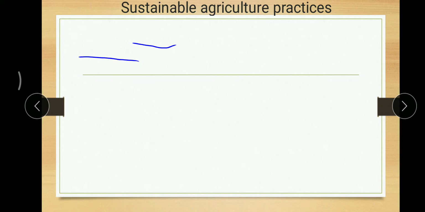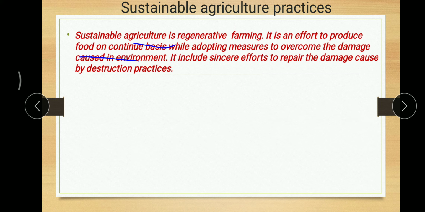Hello friends. Today we are going to discuss the topic of sustainable agriculture practices. Before starting the topic, let us understand the need for sustainable agriculture and its practices.